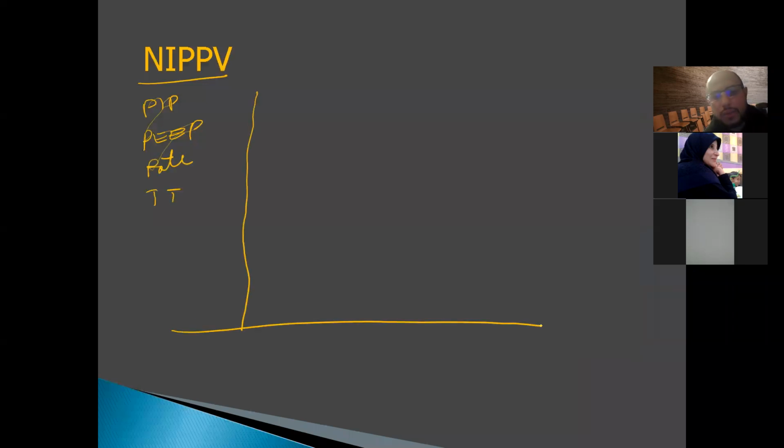Okay, so let's play a little bit with the concept. We spoke about mechanical ventilation, but the same concept applies here. We have the NIPPV, we have PIP, we have a PEEP, we have a rate, and then we have the I time. Here we have the pressure, and here we have the time cycle, and here the y-axis is pressure, and the x-axis is the time. Okay.